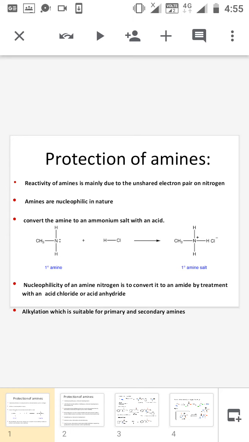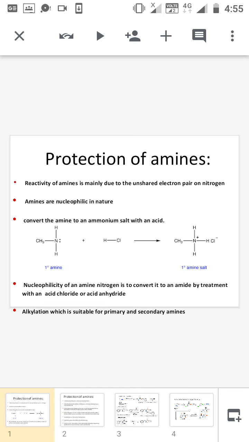If you consider a primary amine and treat it with a strong acid like HCl, we can convert the amine into an ammonium salt. But the disadvantage of this method is that an excess quantity of the strong acid is present in the medium. So we have to neutralize that acid by using a strong base. That is a disadvantage.